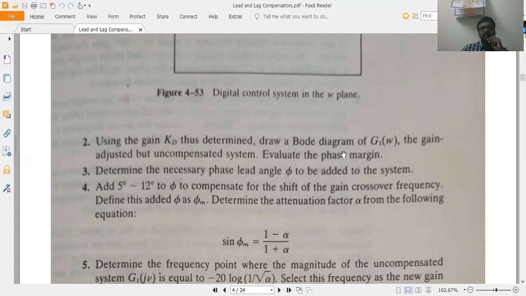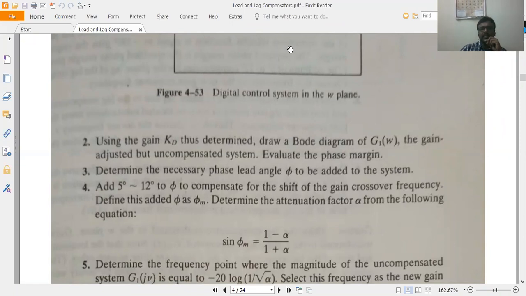And after that, add 5 degrees to the 12 degrees of phase angle to compensate for the shift of the gain crossover frequency. And define this added phase angle as phi.